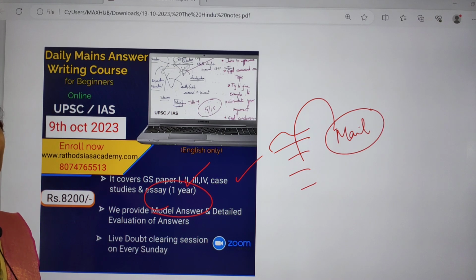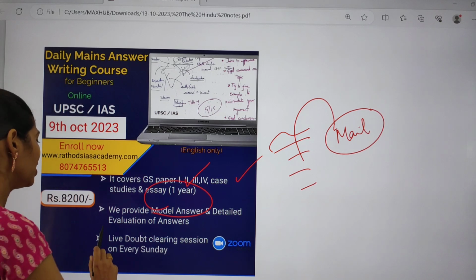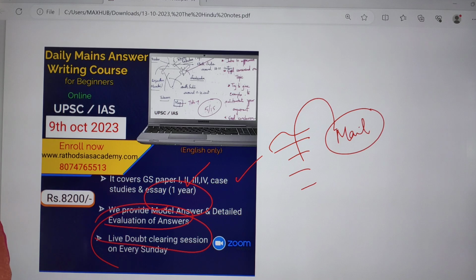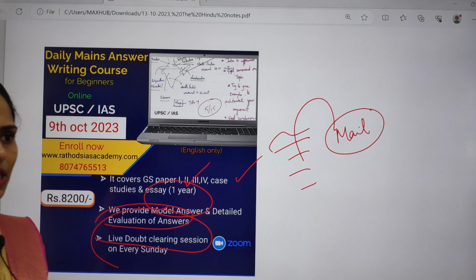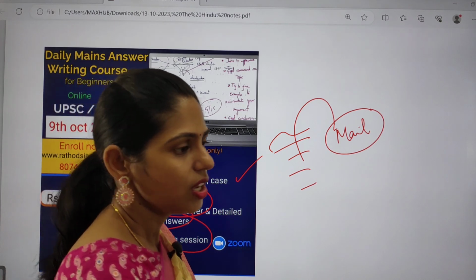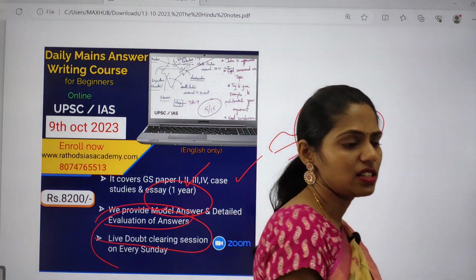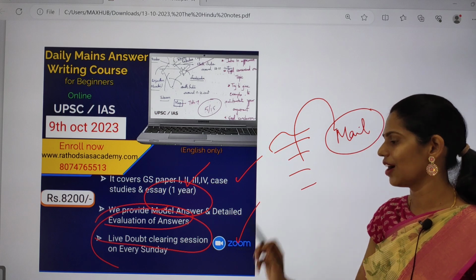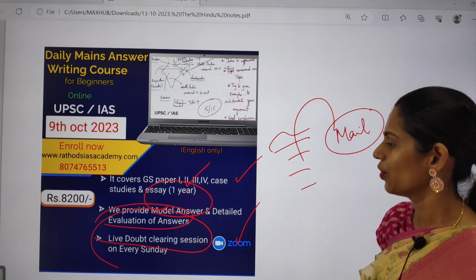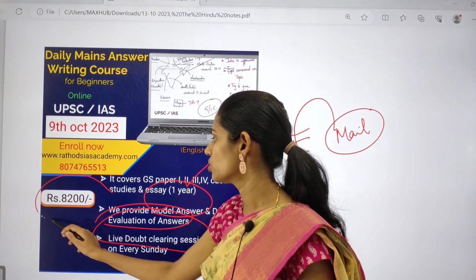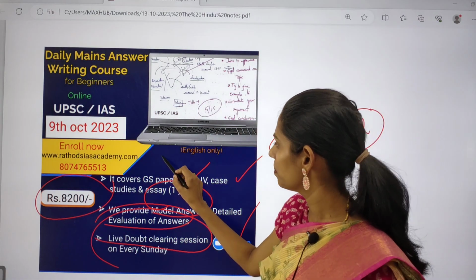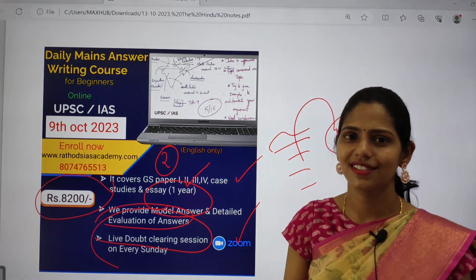can also develop content. And detailed evaluation of your answers will be there, and we are going to have live doubt clearing sessions every Sunday that will be taken on Zoom classes. Okay, so in the Zoom you are taking these classes so that you can raise your voice and ask your doubts. Okay, and the cost of this course is 8,200 rupees, and even if you can't pay this amount in one go, you can pay in 2 installments.